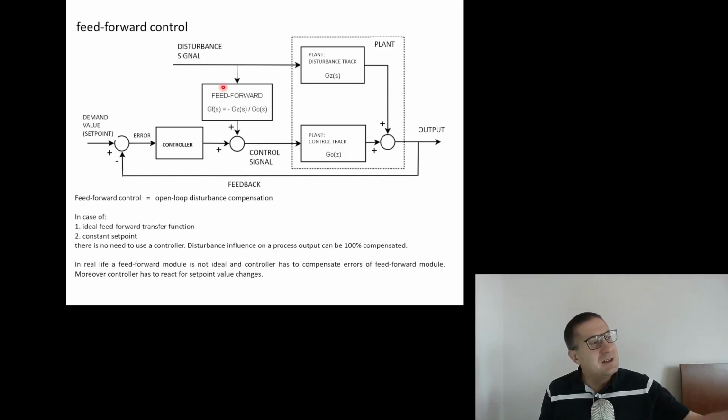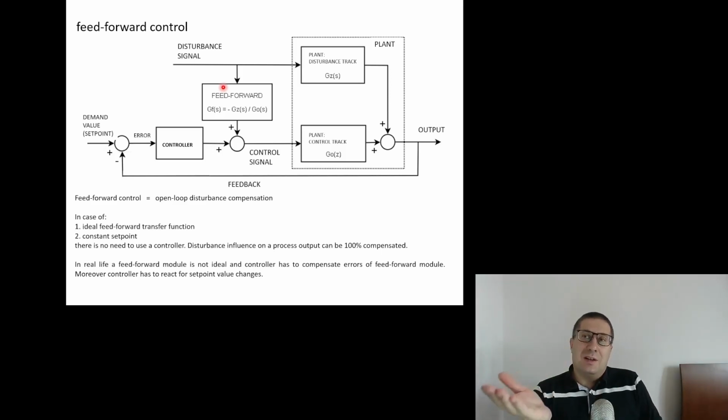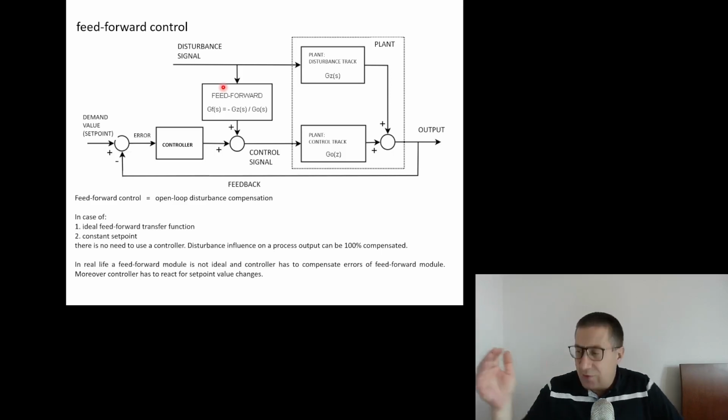On the other hand, the radiator supplied by the hot water is on the other corner of the room. So now the control track transport delay is 2 minutes. In such a case, I'm not able to ideally compensate the disturbance. After 30 seconds, the temperature will start to decrease.